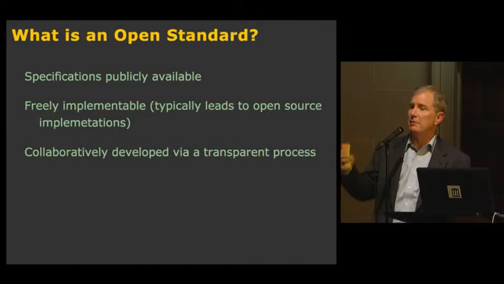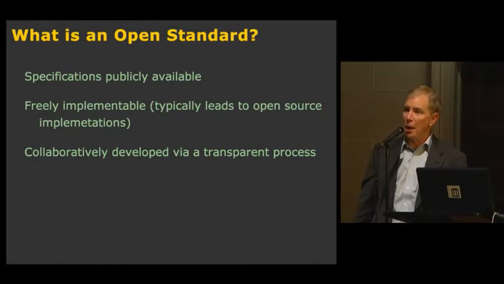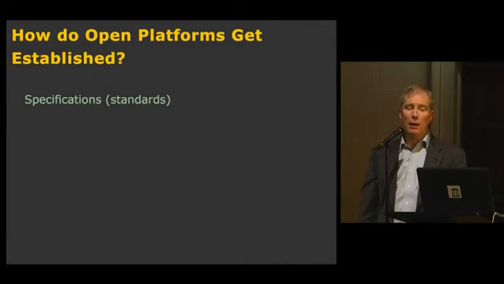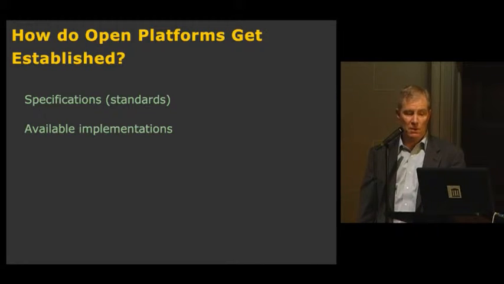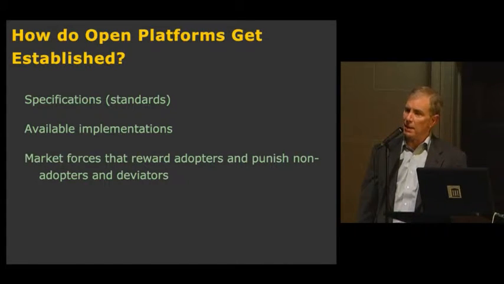If it's not collaboratively developed, it might be an open standard mock, a pseudo-open standard that's really a vendor's proprietary endeavor, which, again, things like PDF started out as. Well, how do open standards get established? Well, they partly get established through specs, partly through available implementations, and partly, and I think mainly, through market forces that reward adopters and punish non-adopters and deviators.